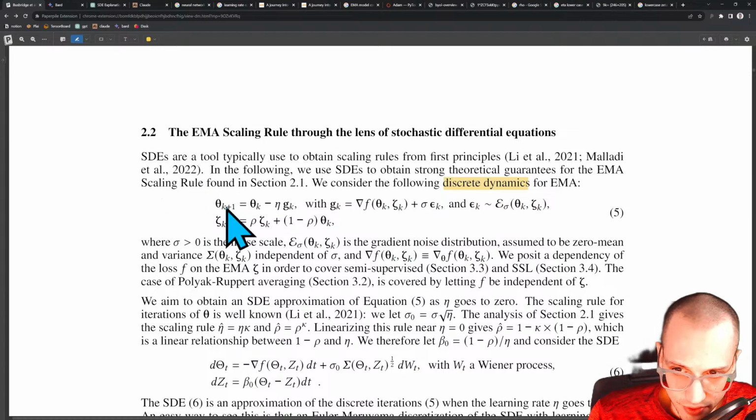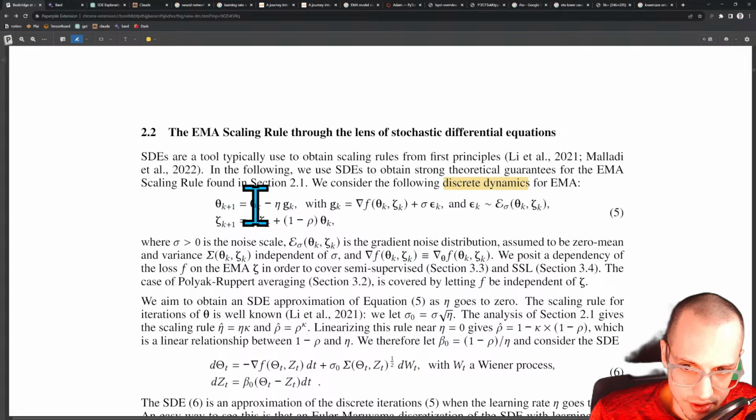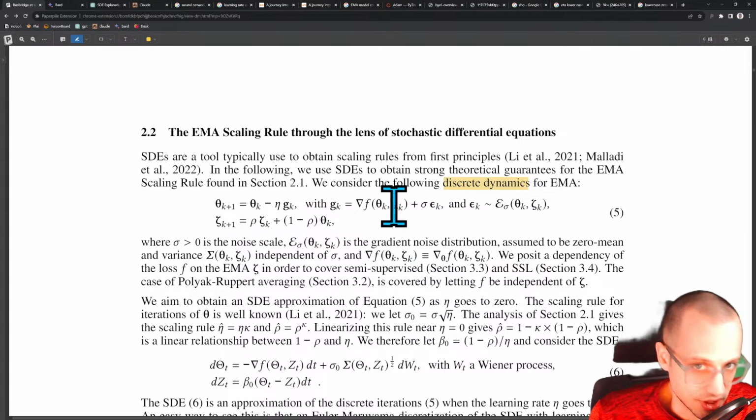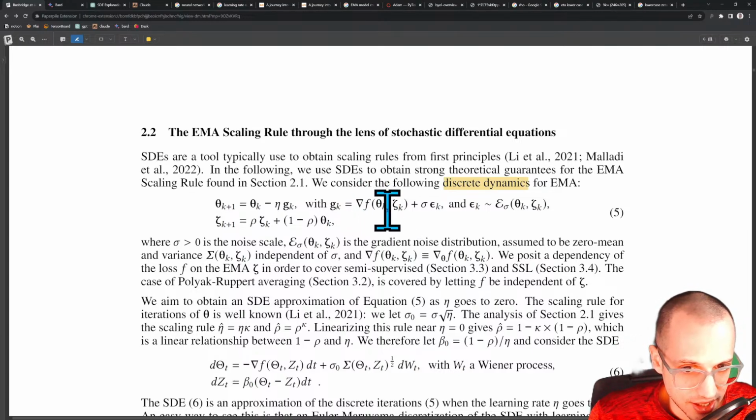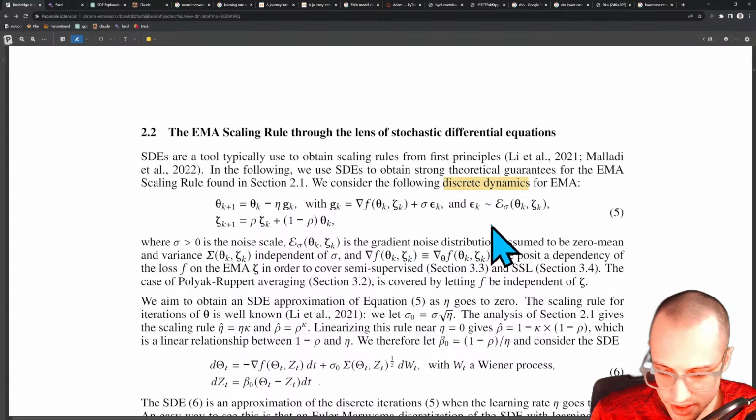Okay, so we have our model weights at time k plus 1 is equal to the model weights at time k minus the learning rate times the gradient at time k. The gradient at time k is equal to the gradient of the function, which is the neural net. The neural net is parameterized by some model parameters theta k and the exponential moving average, the EMA neural net, which is zeta k, plus this term here, this sigma.